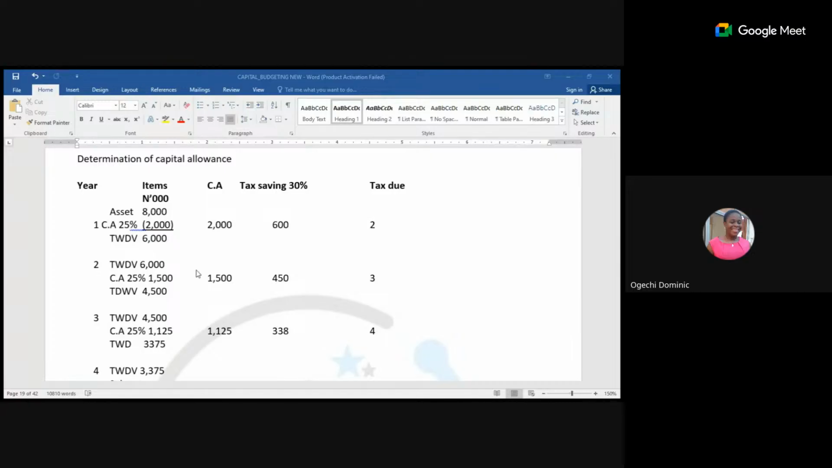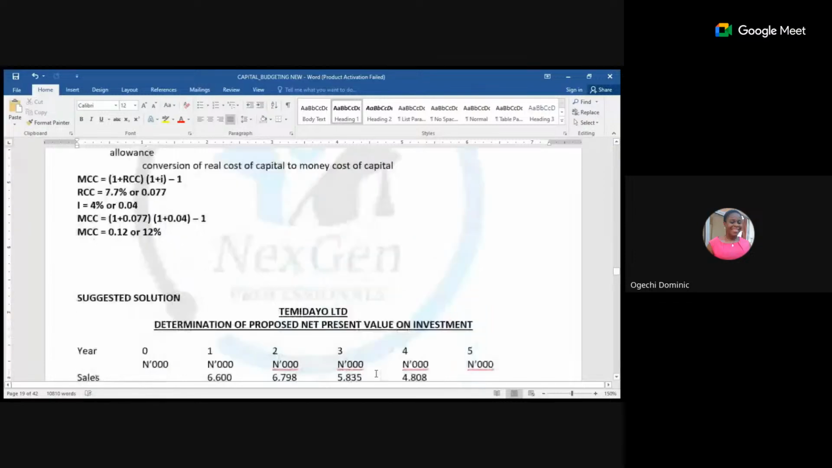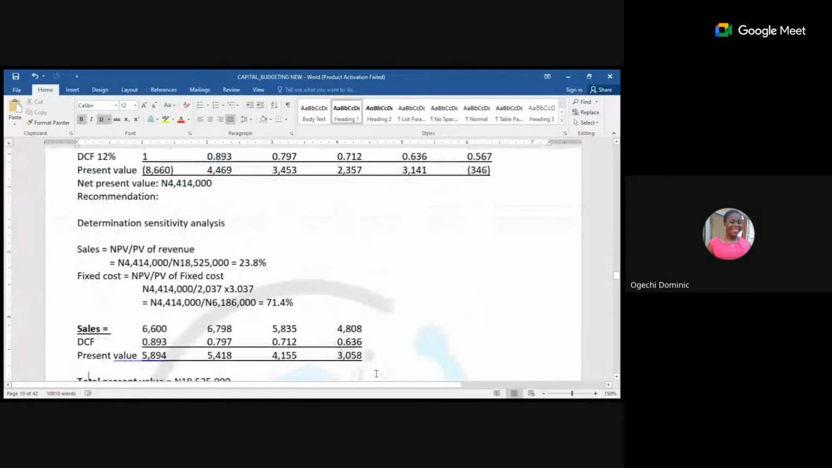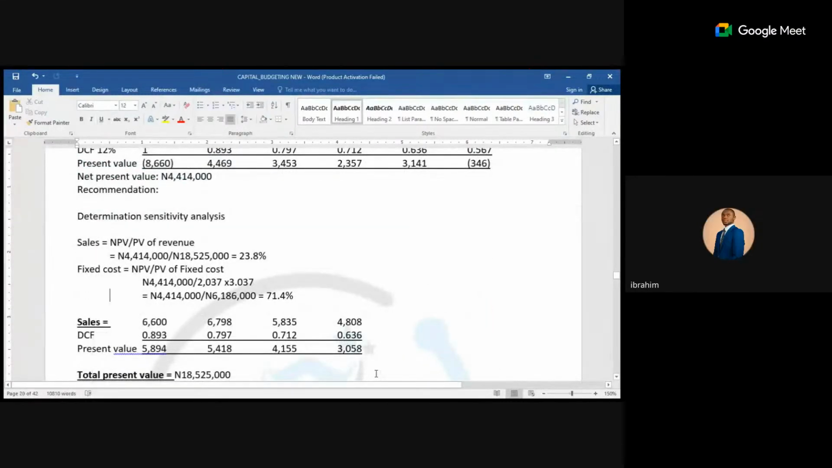Please, sir. Is that fixed cost that I'm still looking for? How we got that to 237? The fixed cost, sir. I'm looking for the figure, how we arrived at that figure.